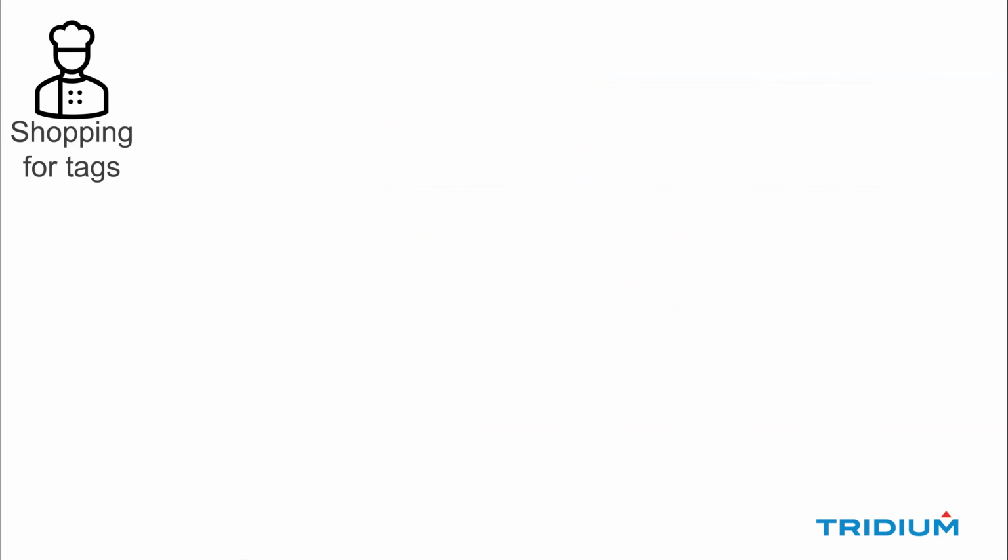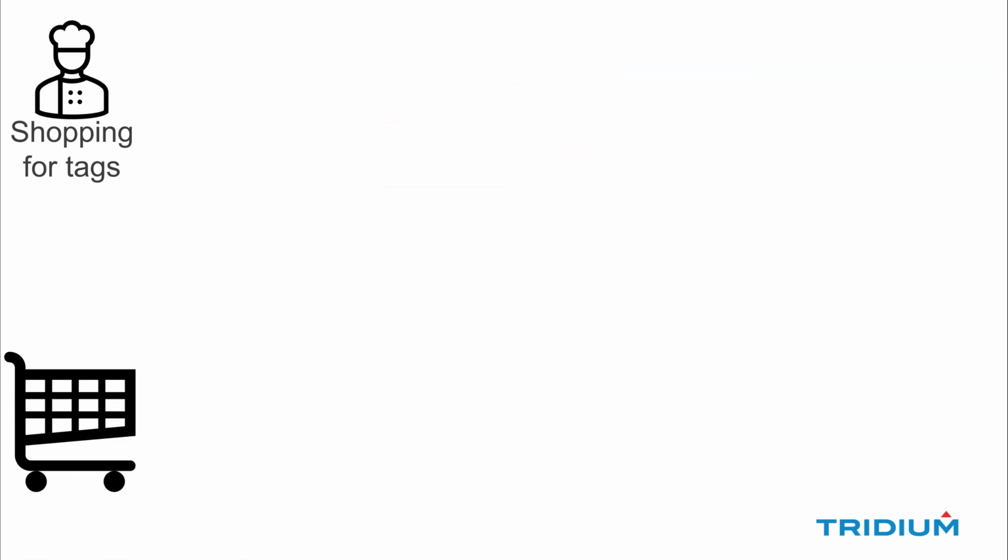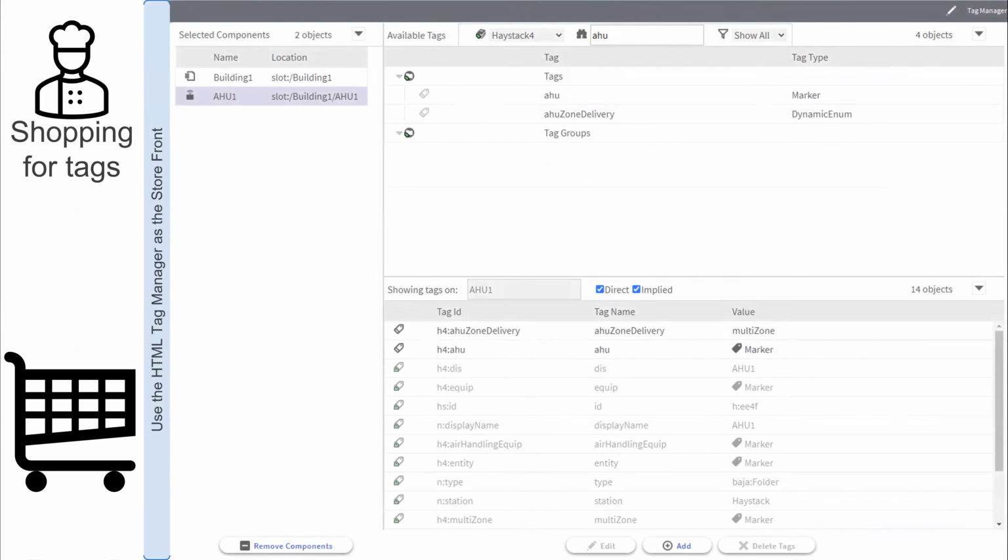All right, so when I say shopping for tags, using my cooking metaphor here, I need some place to go to shop, right? So I'm going to put these tags in my cart. I'm going to use this tool called the Tag Manager. It's something that we introduced that is all HTML, so I can get to this from a browser. And what's different about this with the edit tags is it actually lets me look at multiple points at the same time.